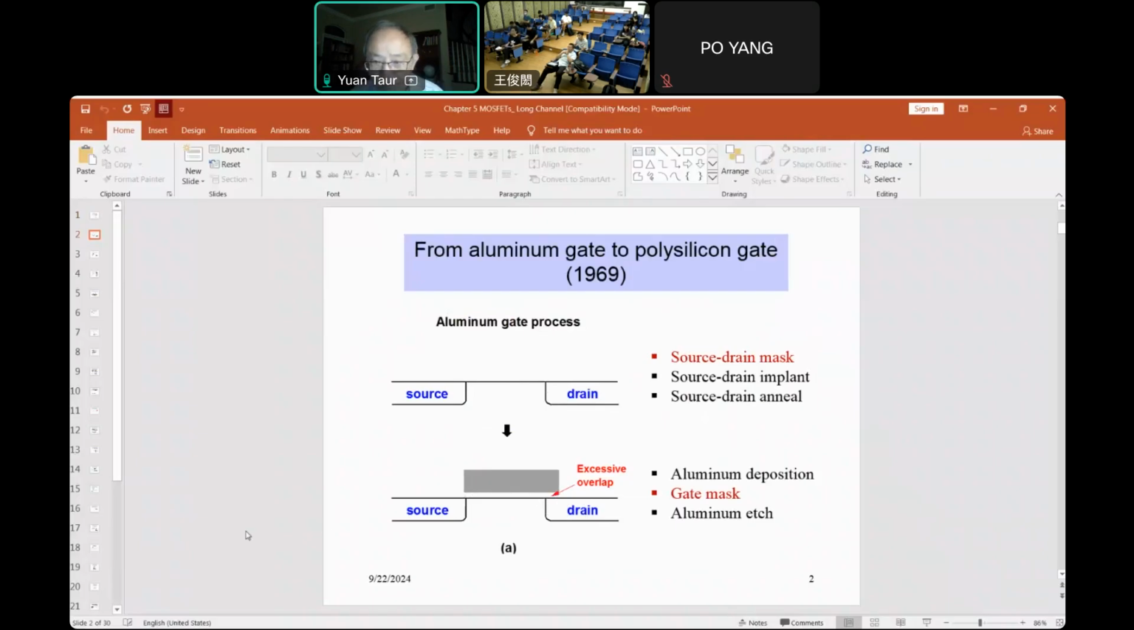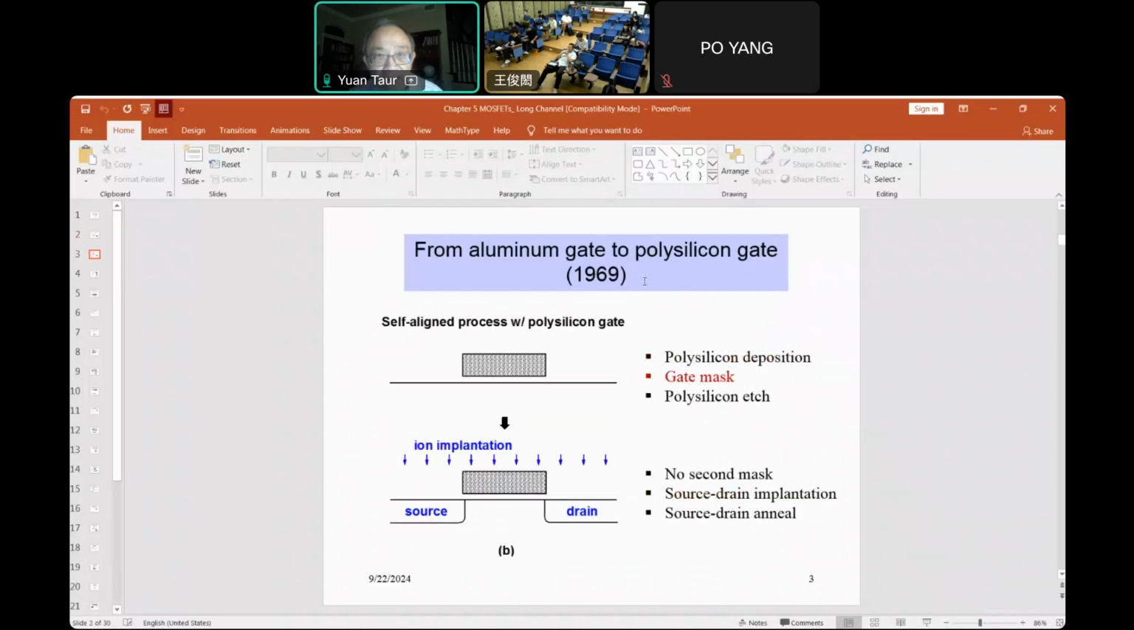And that was done by the polysilicon gate that was invented at Bell Labs in 1969. So now we have the polysilicon gate. Now we can apply only one mask, the gate mask. You etch the gate, and then you do the source drain implantation with the gate in place, where the gate will block the source drain ion implantation. So the source drain will be self-aligned to the gate. That will minimize the overlap capacitance. And then you can go through the source drain anneal.